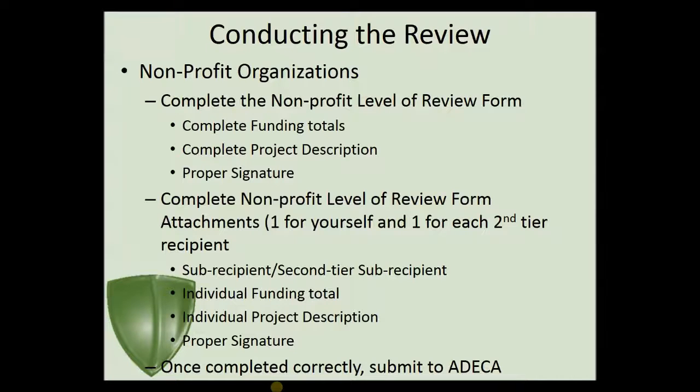When you have all of the forms back from all the organizations, submit the entire package to ADECA. Once I receive it, I will actually perform your environmental reviews. Upon their completion, I will issue your notices of removal of grant conditions and submit them to Shonda. She will take it from there.